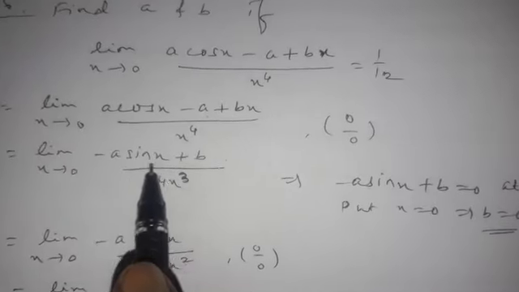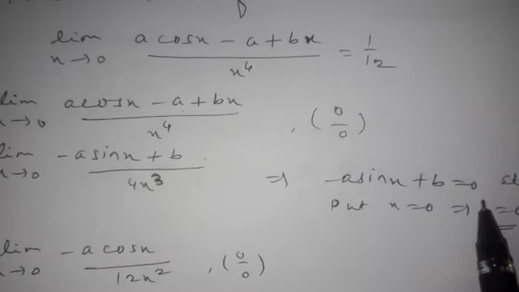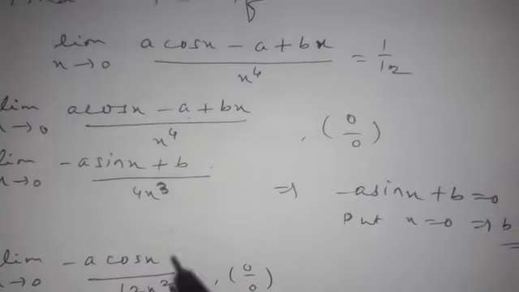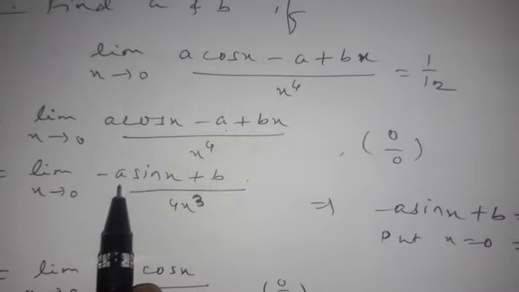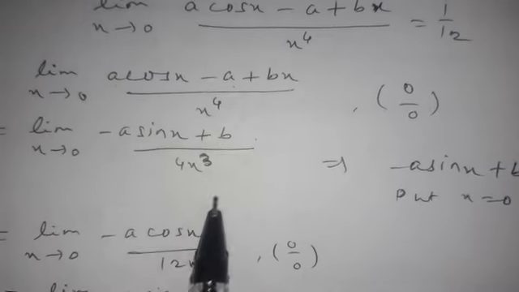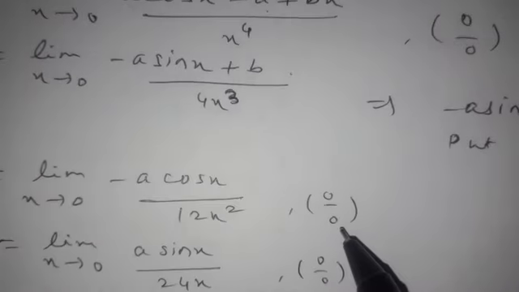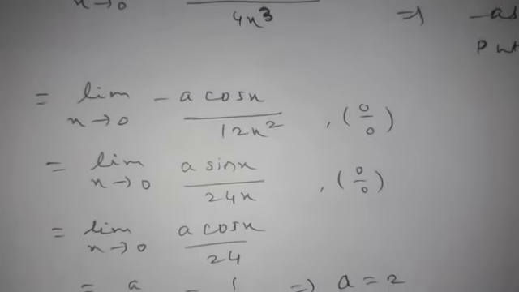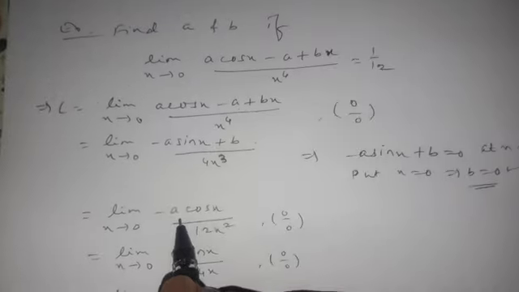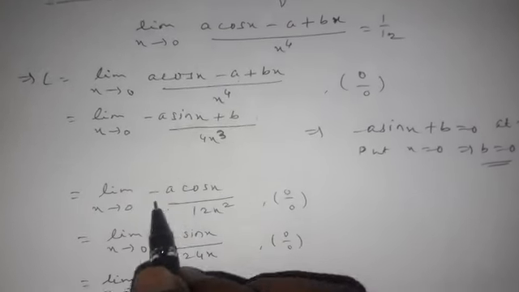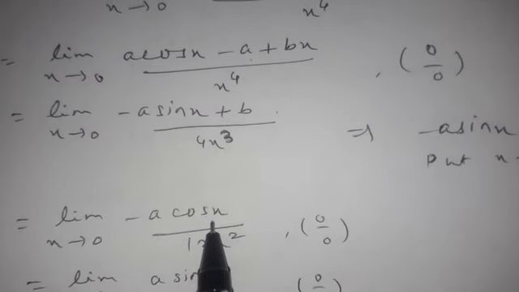Now here I assume that this numerator is 0, right? Denominator is already 0, so I get a 0 by 0 form. So by L'Hospital rule again, minus a, derivative of sin x is cos x, derivative of b is 0, upon 12x square. It is again 0 by 0, you can check. Minus a cos x we get, it is not 0 by 0 because cos 0 is 1.